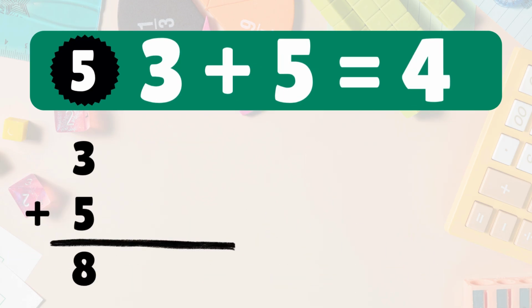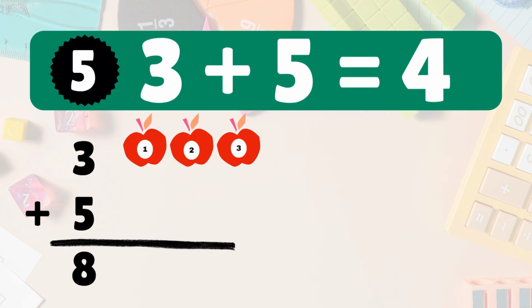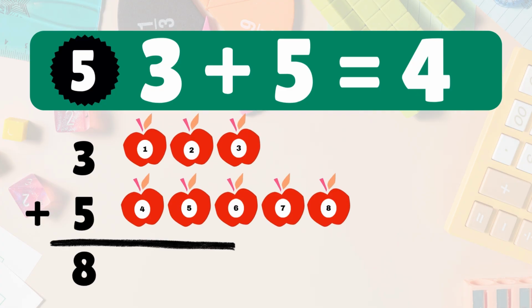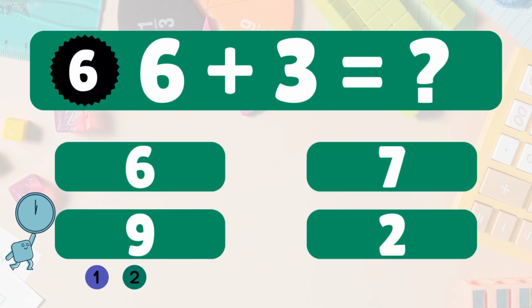Next, 3 plus 5 equals what? Hmm. 3 plus 5 is 8. 3 apples. Add 5 more. Let's count together. 1, 2, 3, 4, 5, 6, 7, 8. So 3 plus 5 is 8. Woohoo!